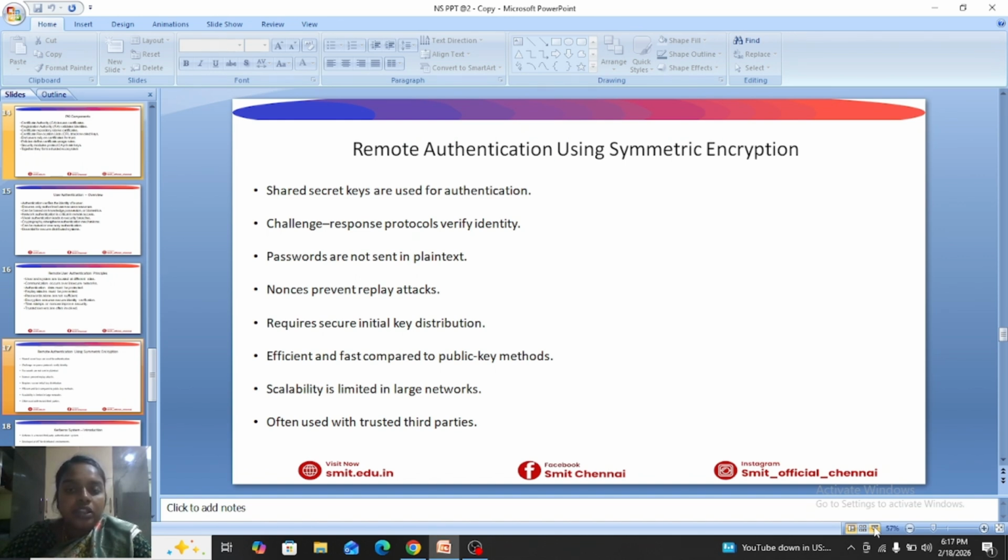Now moving on to remote authentication using symmetric encryption. Shared secret keys are used for authentication. Challenge-response protocol verifies identity. Passwords are not sent in plain text. Why? Because the password is most confidential. We need to send the password in ciphertext, not in plain text. Nonces prevent replay attacks. It requires secure initial key distribution. It is efficient and fast compared to public key methods. Scalability is limited in large networks, so it is often used with trusted third parties.